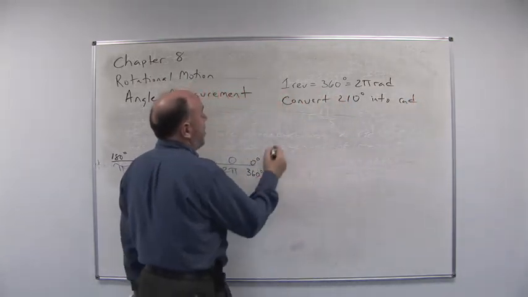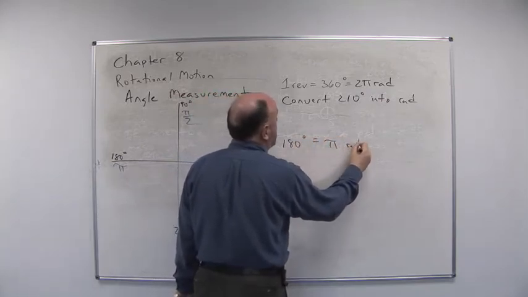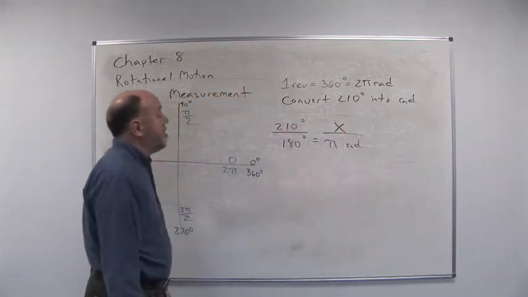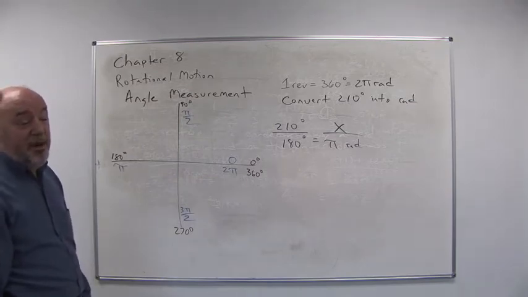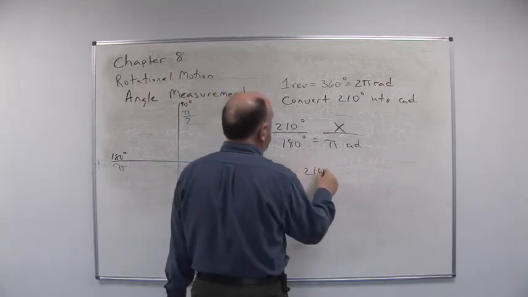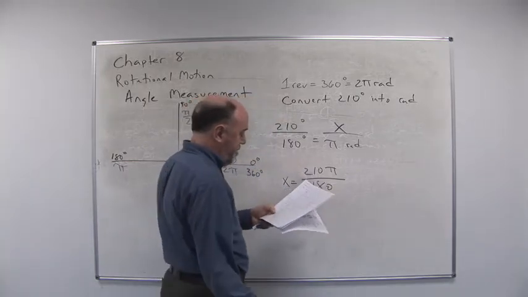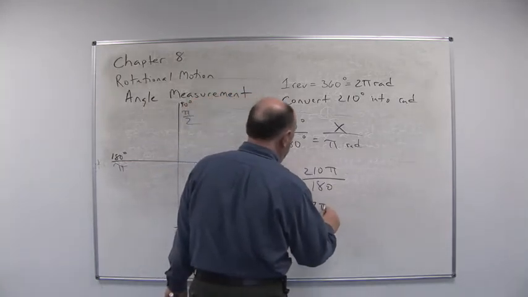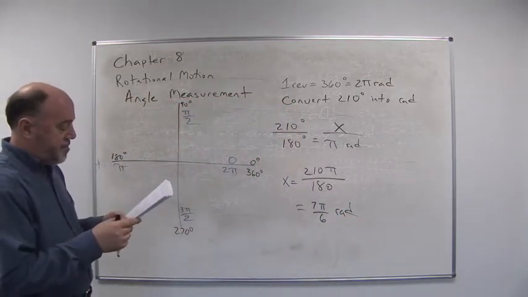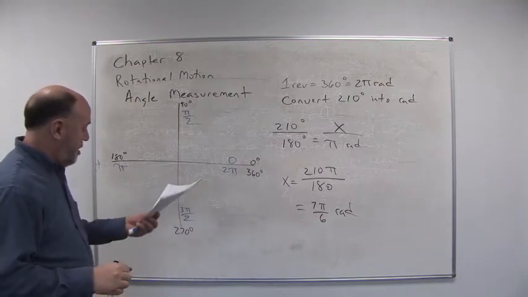And so we have our conversion factor is 180 degrees is pi radians. So 210 degrees would be x. And that is a proportion, and the way we solve a proportion is to cross multiply and divide. So x would be 210 times pi divided by 180, and this becomes 7 pi over 6, and that would be in radians. Okay? So angles in this chapter will be in terms of radian measurements.